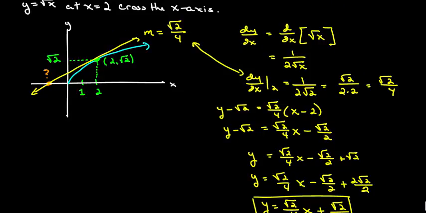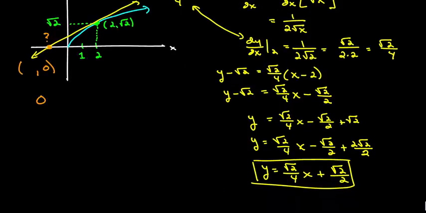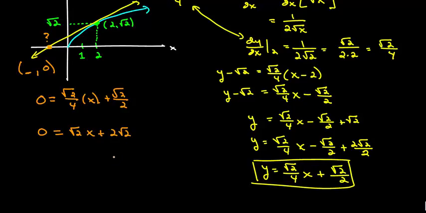So what we need to do to figure out where it crosses the x-axis is set the y value equal to 0 in that. So 0 is equal to, so this is the guy we're looking for. I'm just going to multiply everything by 4. And if I do that, I get 0 is equal to the square root of 2 x plus 2 square roots of 2. That just clears my denominator. I don't have to deal with a fraction anymore until the very end here.